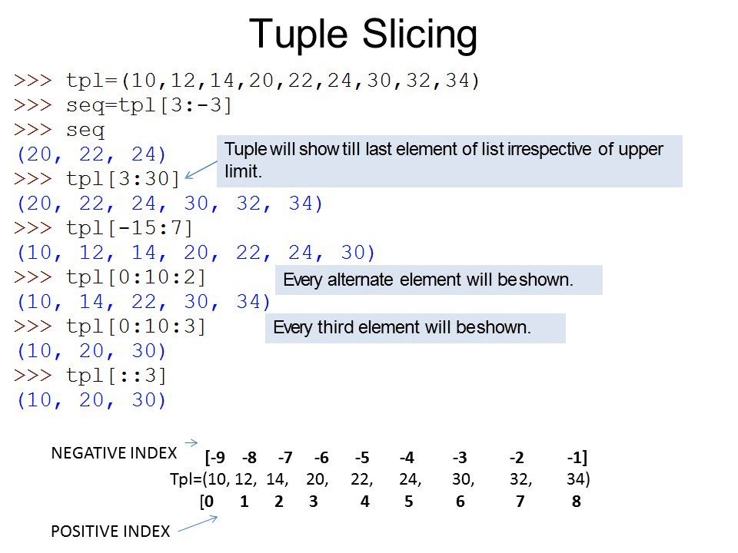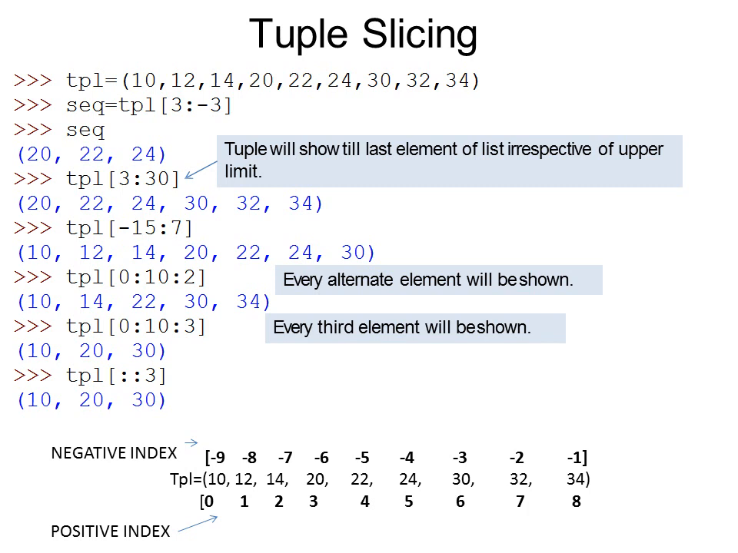Next question says TPL is equal to TPL[3:30]. What does it say? Yes, we have the starting index, that is 20, but what about the ending index? We do not have the values till 30. We have index values till 8. So if we have index values till 8, then we will be displaying the values till 8 only. So we will be starting from 20 and displaying the values till 8. The value at index 8 is 34. So we will be displaying 20, 22, 24, 30, 32 and 34.